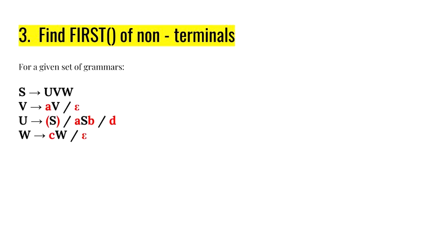Let's look at the example where we have four production rules as follows. S derives UVW, V derives AV or epsilon, U derives open bracket S close bracket or ASB or D. W derives CW or epsilon. Whenever you encounter a set of production rules and you have to find first of all the non-terminals, start with the non-terminal which has all its production rules starting with some terminal. For example, V, U or even W.